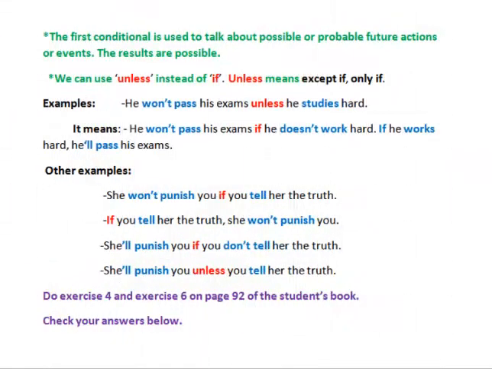When do we use the first conditional? The first conditional is used to talk about possible or probable future actions or events. The results are possible. Well, they are not always true, but they are possible. Come back to this. You will pass your exams if you work hard. If you work hard, you'll pass your exams. It's possible.